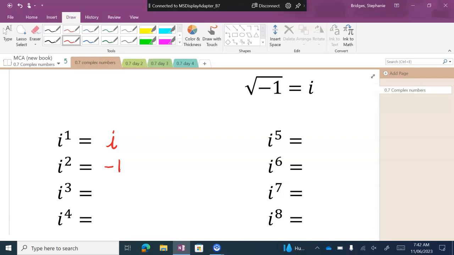And then i to the third, we get from multiplying i to the first times i to the second. Well, what did we call i to the first? Just i. And what did we call i squared? -1. If you do i times -1, that just gives you -i.